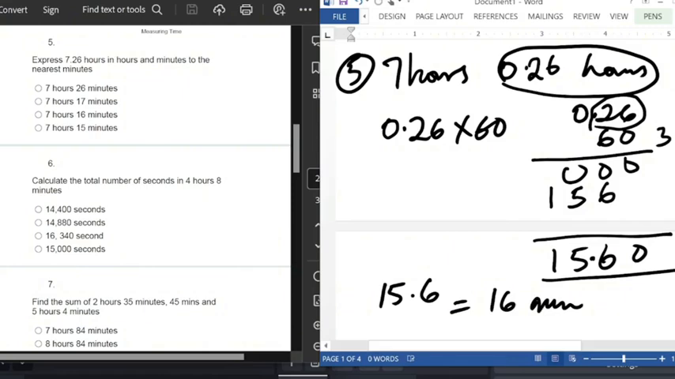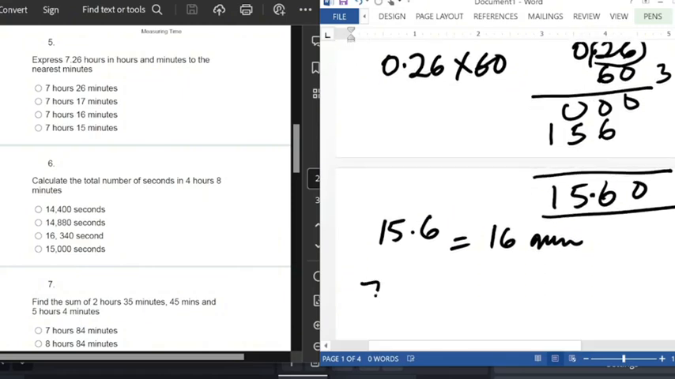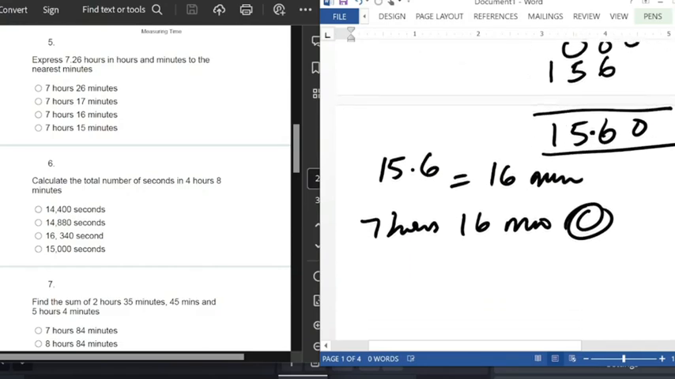So that means the final answer is what? 7 hours 16 minutes, which is option what? Option C. I hope that is very clear. So go to question number 6 now.